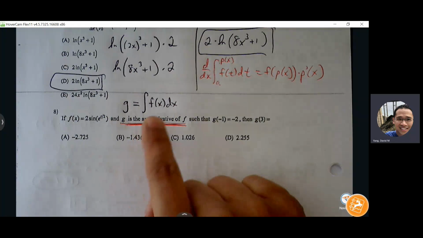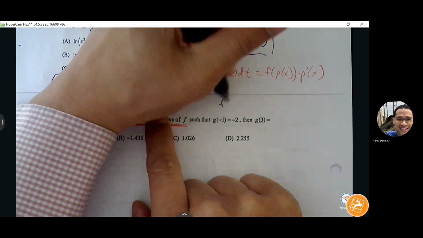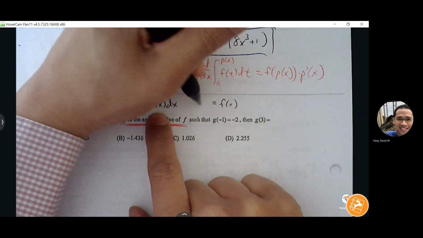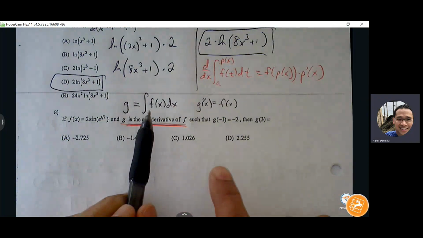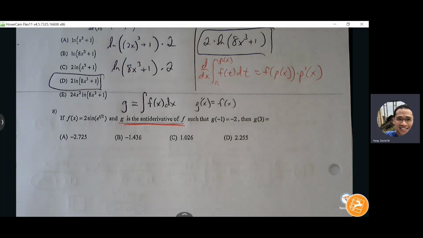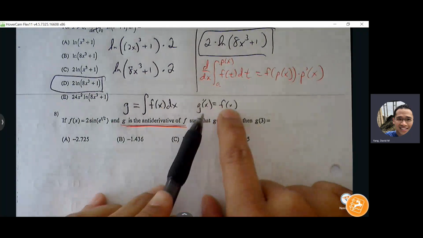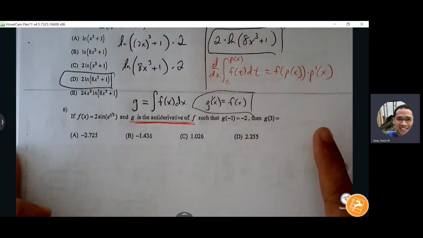Which means that f is really what in terms of g? F is really just g prime, right? Because if it takes the integral to make f equal to g, that means that f is really at the g prime level in order for that to happen, right? And also you can take the derivative of both sides and see that g prime is equal to f of x. Okay, so this is an important relationship that we want to make sure we understand.